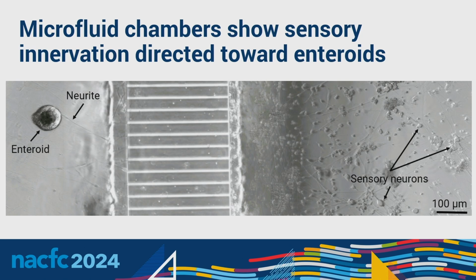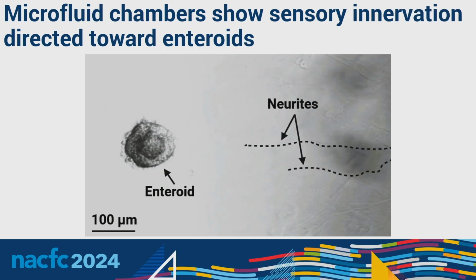Once we seed the sensory neurons in one compartment and the enteroids in the other, we can see that the neurites cross the microgrooves and go directly to the enteroid. In this zoom, we can see that this enteroid was farther away in the chamber compared with the previous one. And here in the dotted lines, we can see that the neurites went directly to the enteroid.